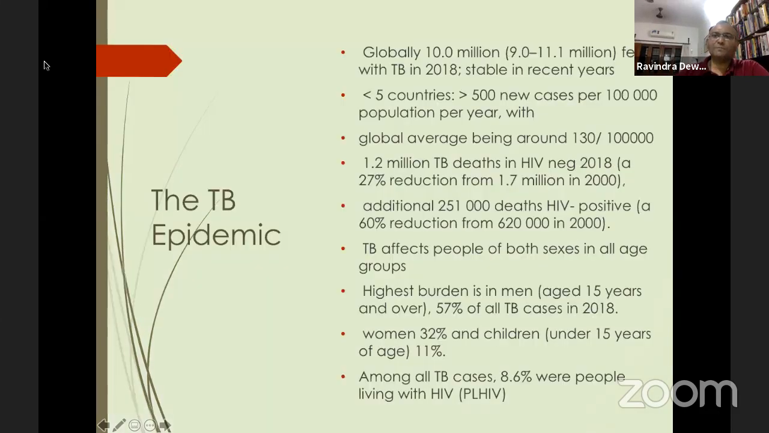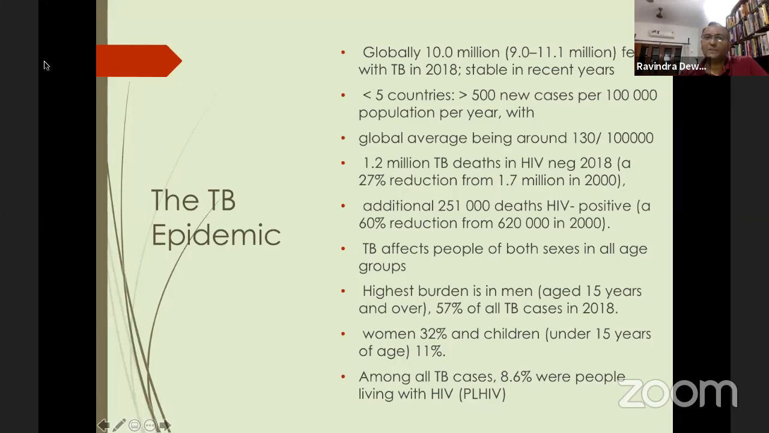I start with some basic epidemiology, which may be boring to an audience of surgeons, but very important. Globally, this is according to the Global TB Report which came in 2019. The report gives the data about 2018, and the data of 2019 would have come in the 2020 Global TB Report, which has now been stalled because of the COVID epidemic that we are in.